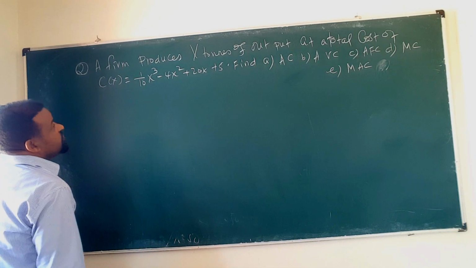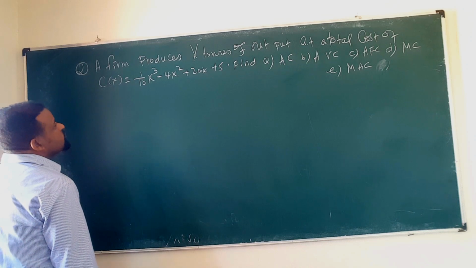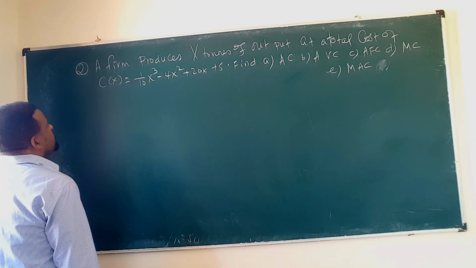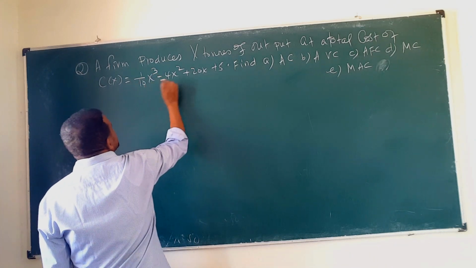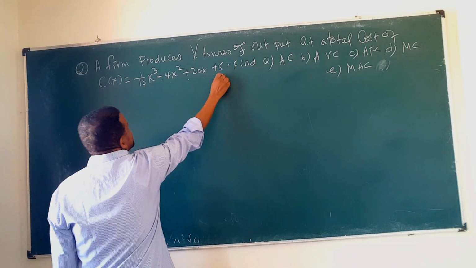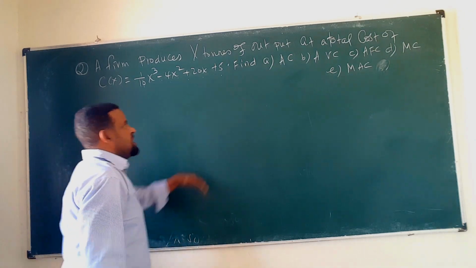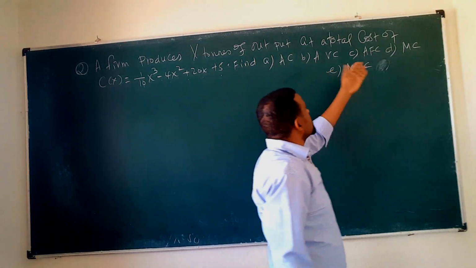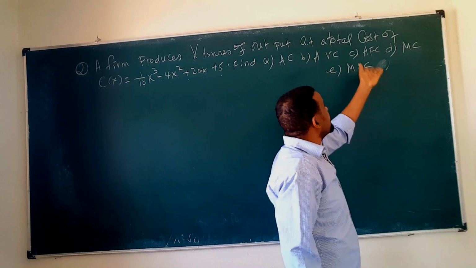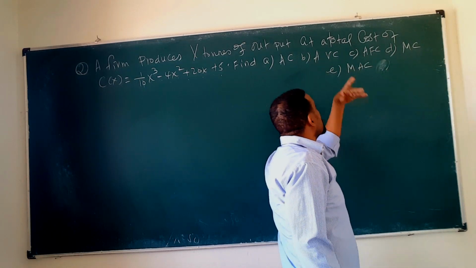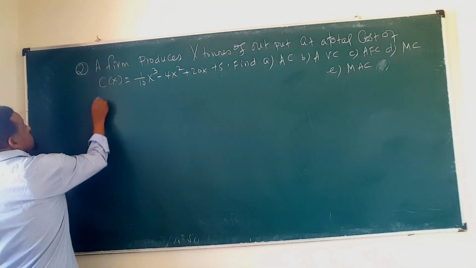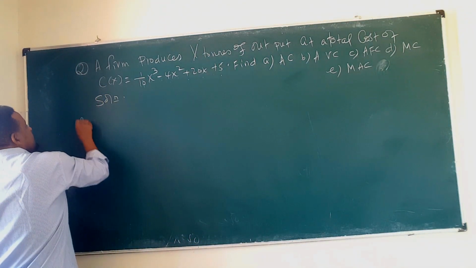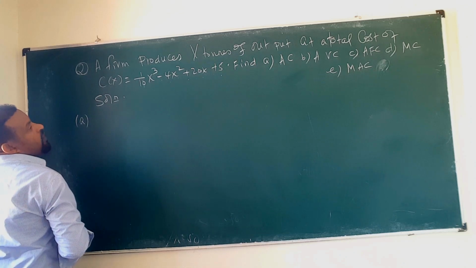So let's do the second problem. A firm produces x tons of output at a total cost of the cost function given by 1 over 10x cubed minus 4x squared plus 20x plus 5. Find the average cost, the average fixed costs, the average variable cost, the marginal cost, the marginal average cost, and others. Anyway, so the solution is here. Question number A. What is the average cost?